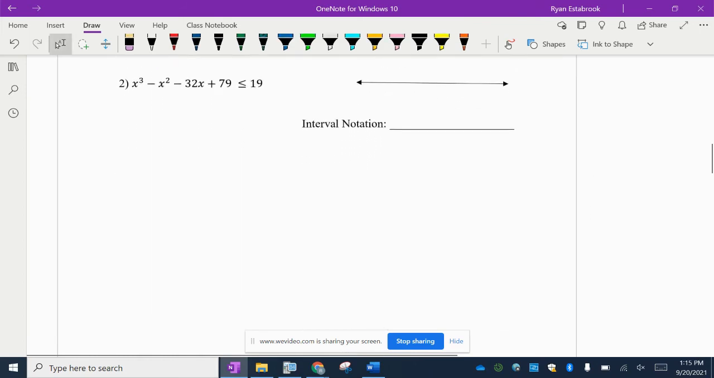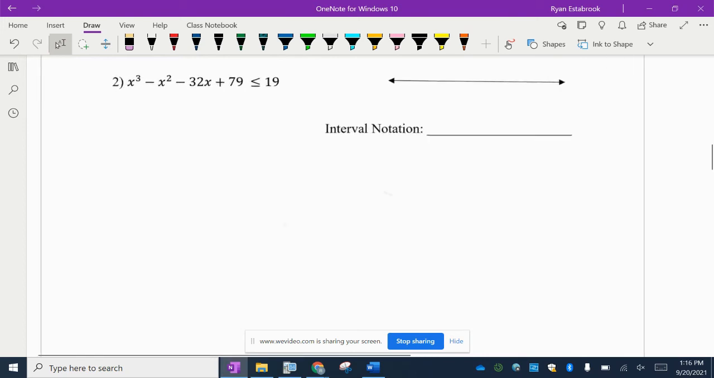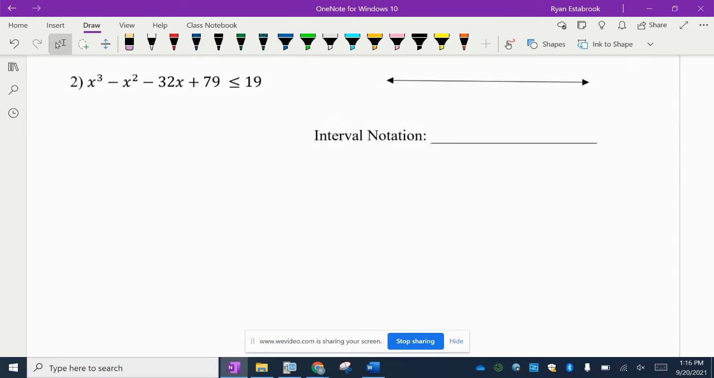All right, so that one is already multiplied out for us. To make it more relevant to where we're at with our skills in pre-calculus, we have this polynomial now, this cubic, x cubed minus x squared minus 32x plus 79 is less than or equal to 19. Our goal is to solve to figure out where this works.